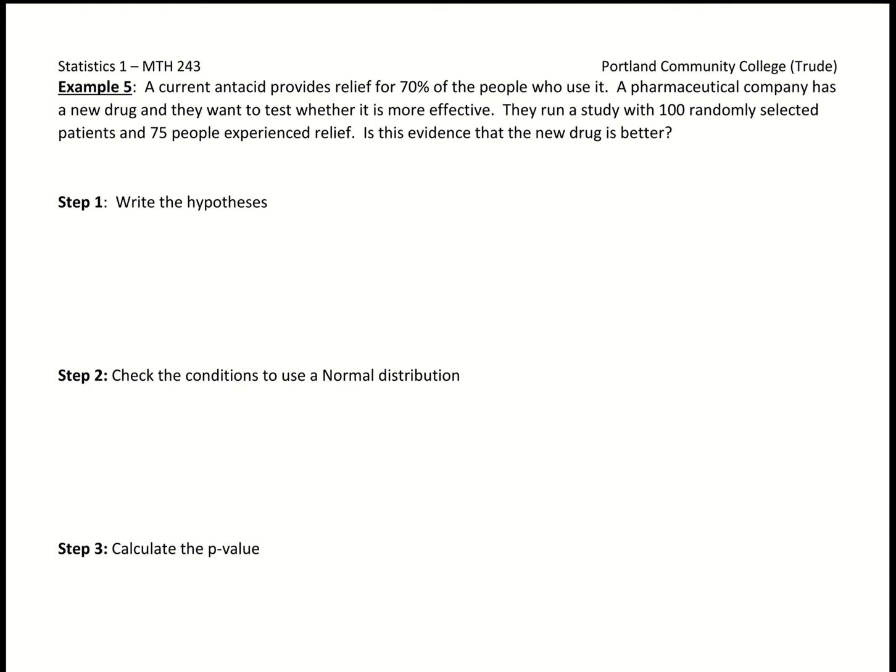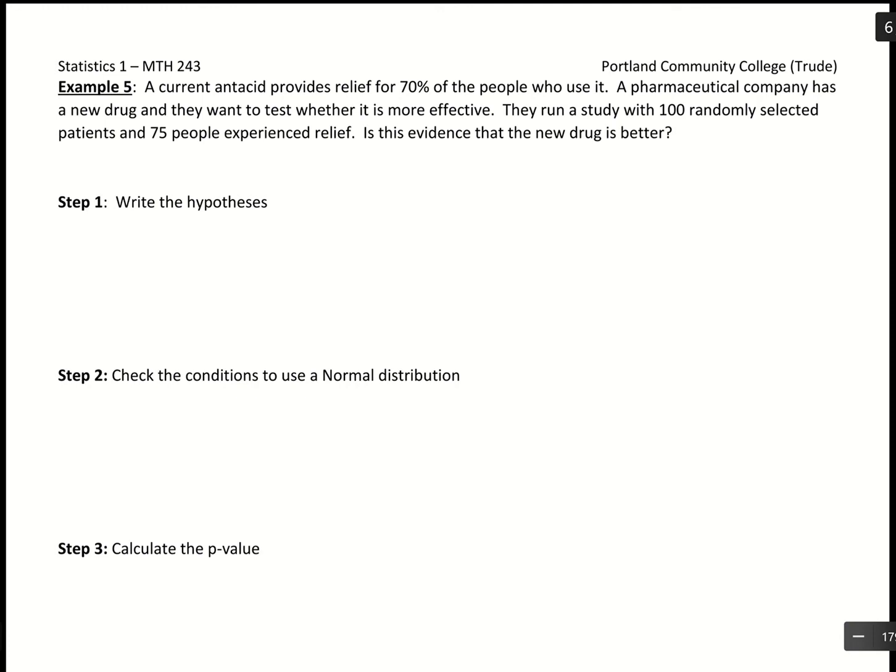So we have a current antacid that provides relief for 70% of the people who use it. And then a pharmaceutical company has a new drug and they want to test to see if it is more effective. So they run a study with 100 randomly selected patients, 75 experience relief. Is this drug better? So some pieces come from the wording here.